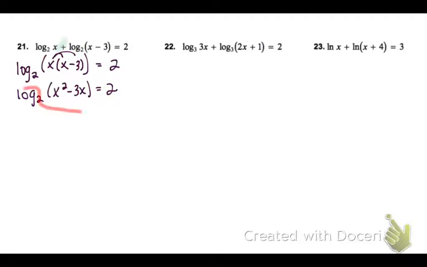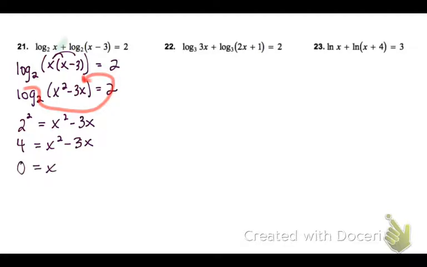So I have 2 squared equals x squared minus 3x. 2 squared is just 4. And now I have a quadratic to solve. I need to move the 4 over, so I'm going to subtract it over. And then I need to figure out what multiplies to negative 4 and adds to negative 3. So that would be negative 4 and a positive 1. Those multiply to negative 4 and they add to negative 3. So now to solve, I get 4 and negative 1.